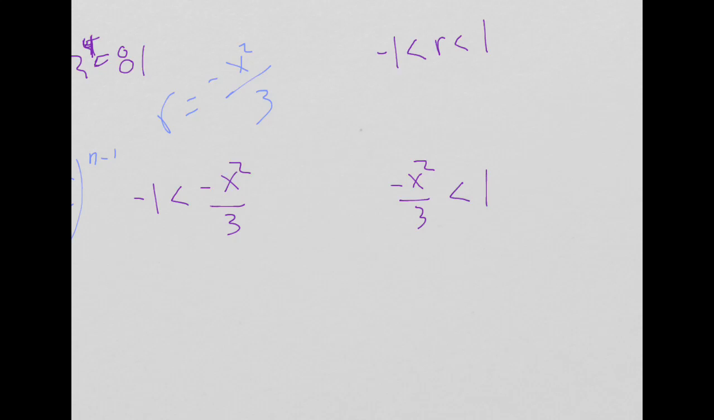And let's solve these equations for x. So let's multiply by negative 3 on both sides, and we'll get 3 is greater than x squared, because we had to flip our sign because we multiplied by a negative number. And we will get x squared is greater than negative 3 over there. So take the square root of both sides, and we get that x is less than the square root of 3. And we get that x is greater than the square root of negative 3.